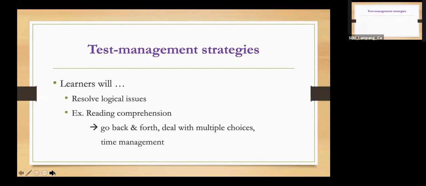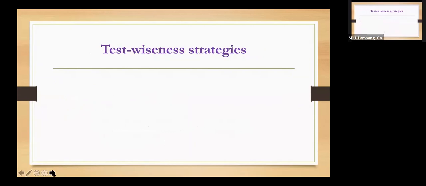The second one is the test management strategies. They have to know about the test. If there is multiple choice with a reading passage, they have to go back and forth and deal with multiple choices, eliminate the ones that seem to be wrong, and keep the one that they feel is the correct answer. This includes time management. If students have this kind of strategy, they will finish the test within the time limit. And the last strategy is the test wiseness strategies.